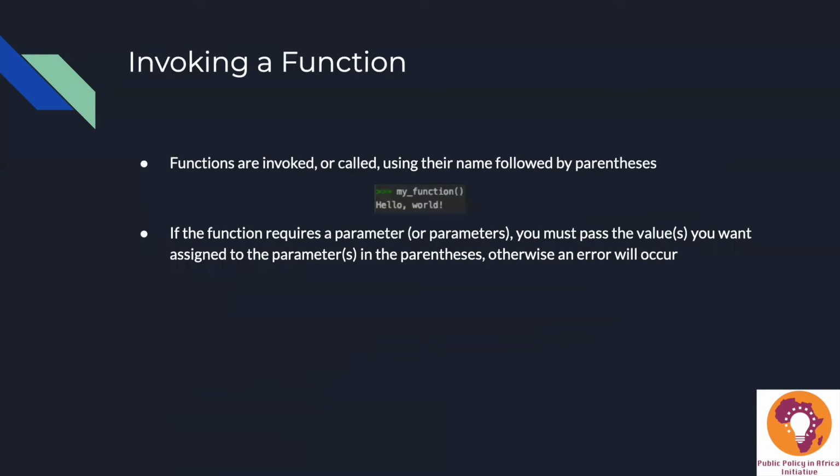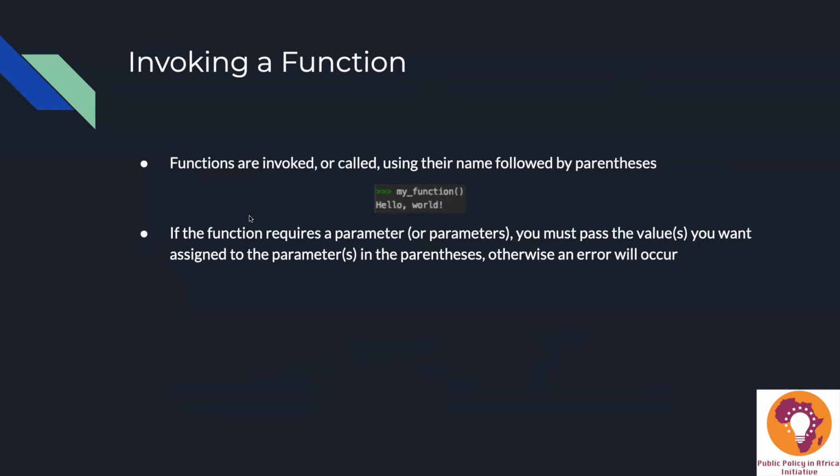So, invoking a function. Functions are invoked or called using their names followed by their parentheses. So the my_function that I created in the last slide, I can call by just doing the name of my function, my underscore function, followed by parentheses. And when calling that, the code that's inside that function is executed. So in this case, that my_function code just prints hello world to the console. So we see hello world printed out here.